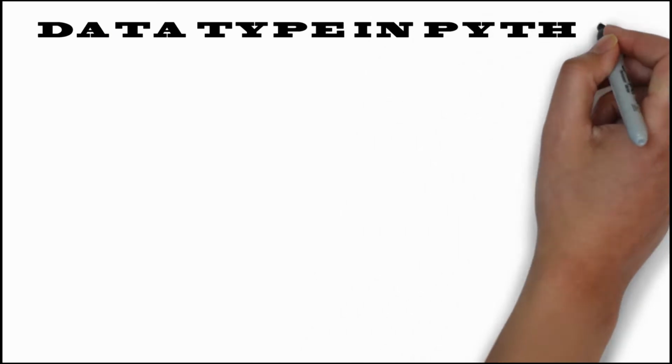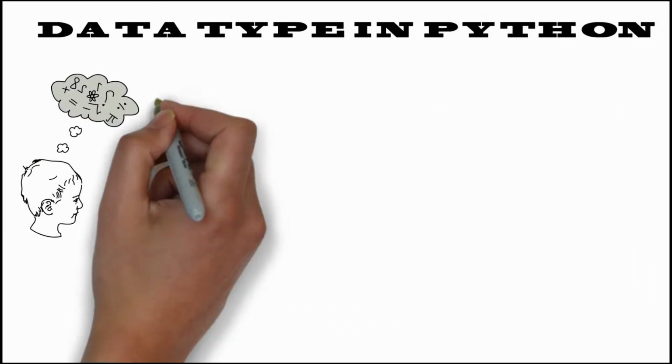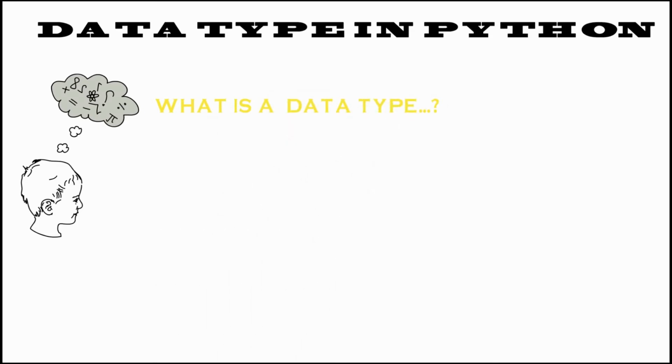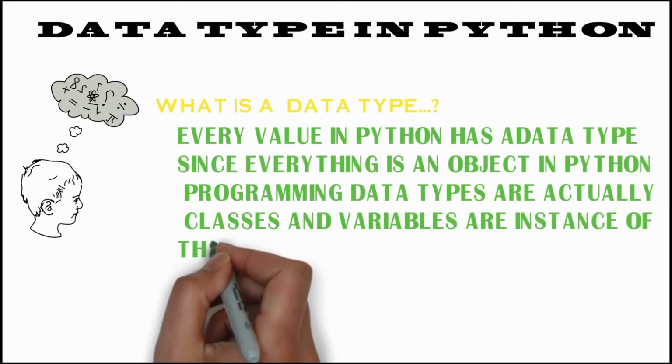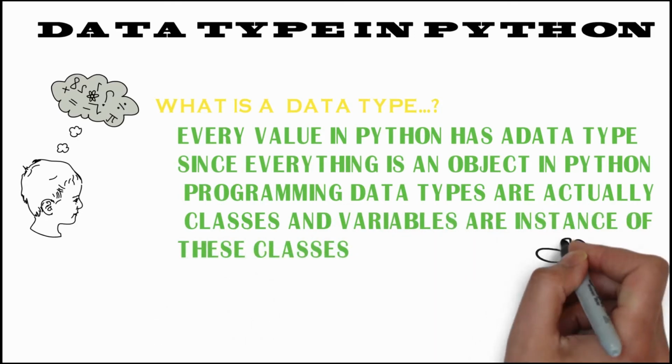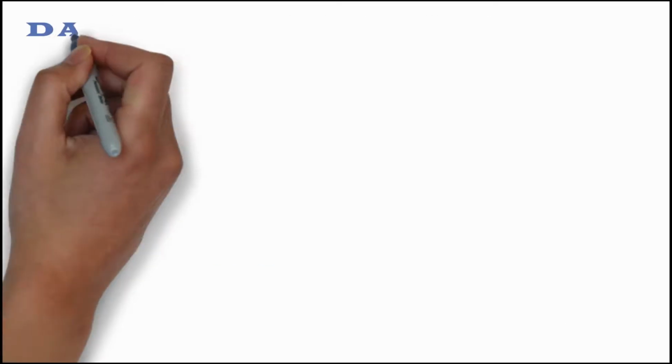Guys, welcome to my new tutorial. Here we are going to discuss data types. What is a data type? Every value in Python has a data type. Since everything is an object in Python programming, data types are actually classes, and variables are instances of these classes.